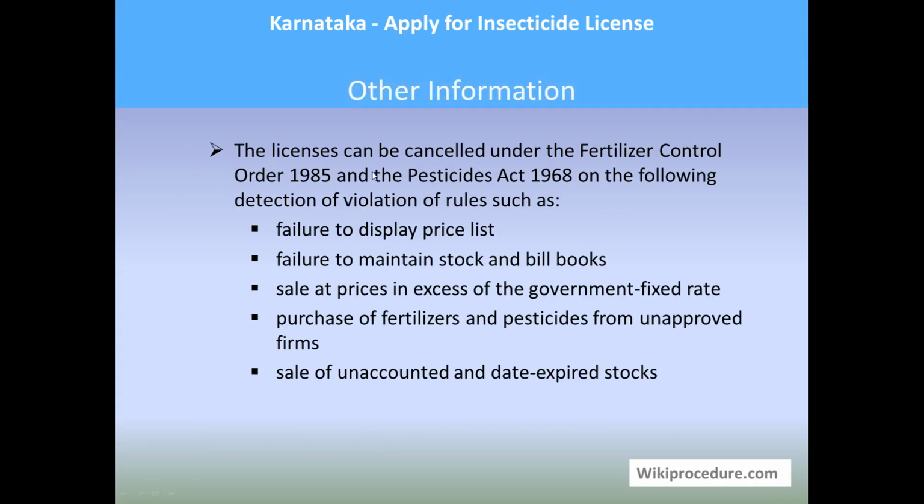Other information: licenses can be cancelled under the Fertilizer Control Order 1985 and the Pesticide Act 1968 on detection of violation of rules such as failure to display the price list, failure to maintain stocks and bill books, sale at prices in excess of the government fixed rate, purchase of fertilizers and pesticides from unapproved firms, and sale of unaccounted and date-expired stocks.